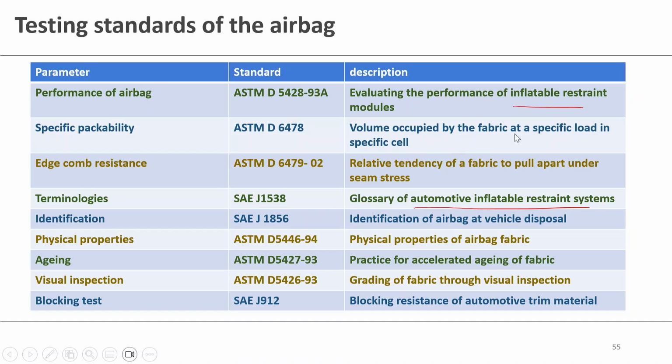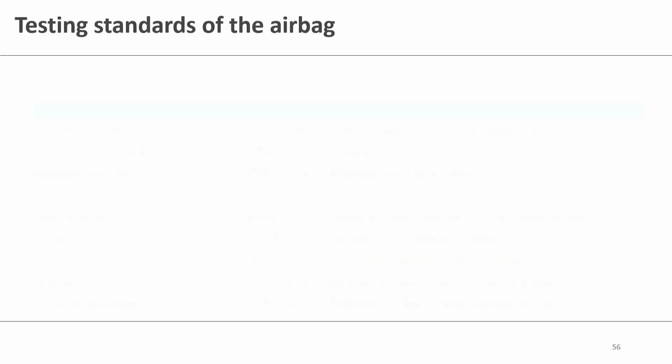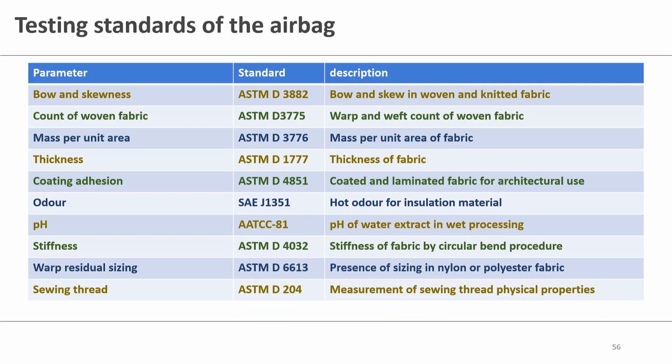So, identification, physical properties, aging, visual inspection, blocking tests, the different types of test standards are there for airbags. It continues with different types of ASTM standards: fabric mass per unit length, thickness, pH, stiffness, so many tests, sewing thread test.